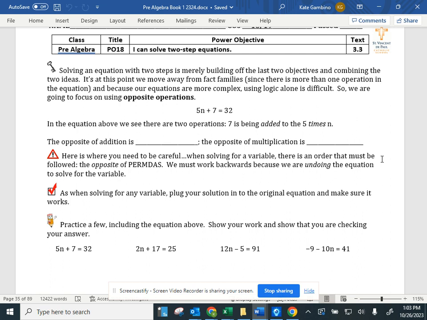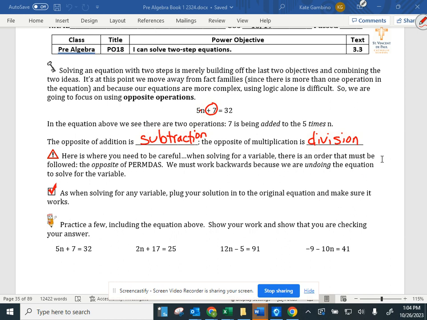Okay, so if we have 5n + 7 = 32, we can see that there are two operations happening. We have our plus 7, and we also have 5 times n, that 5n. The opposite of addition, what did we learn is? Subtraction. And the opposite of multiplication is? Division. Yay, I'm so glad we all have that right off the top of our heads.